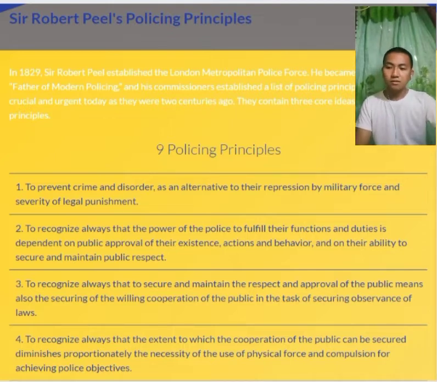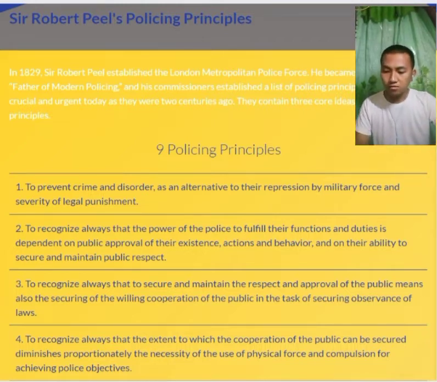So first, it says here to prevent crime and disorder as an alternative to their repression by military force and the severity of legal punishments. So it says here that if we want to prevent crime and disorder, we must give the equivalent punishment for the crime committed, and to make sure that people will not do the same thing, we must give a severe punishment for a severe crime commission.